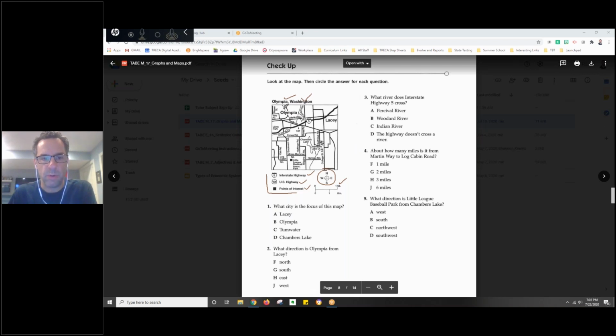What city is the focus? So see, just because we took a minute to go and kind of look at the map, we already know the answer to this. It's going to be Olympia. That's our city.